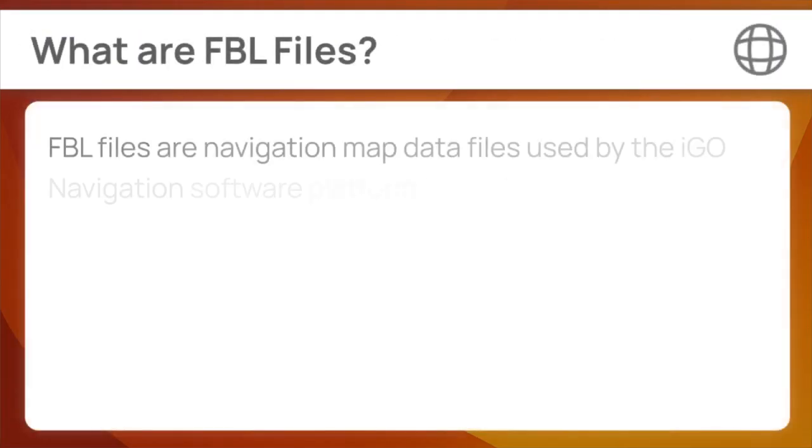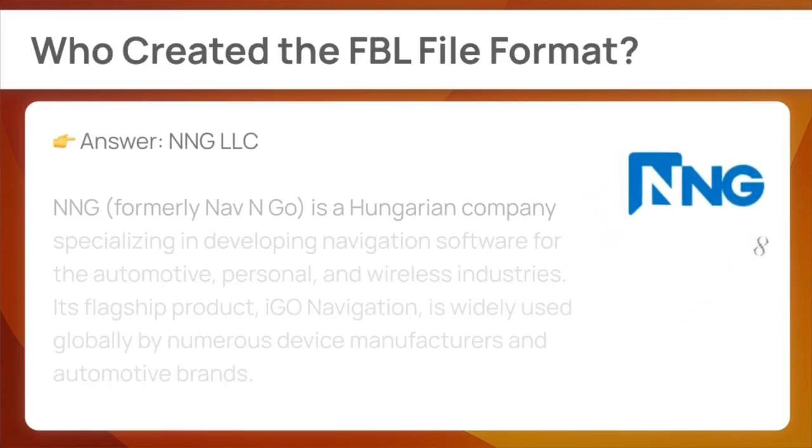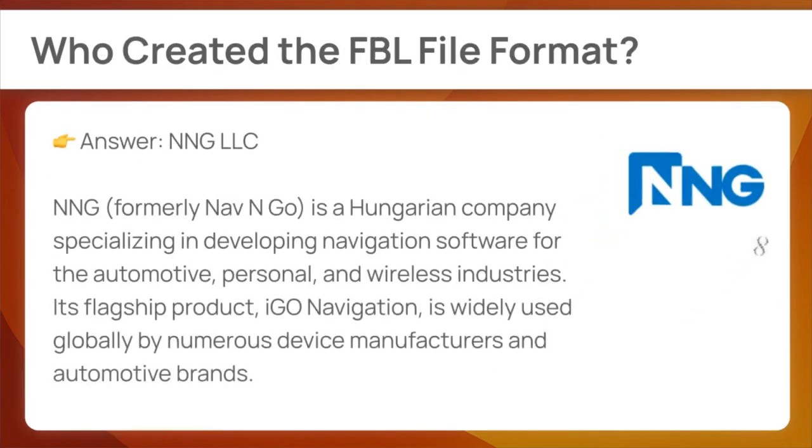FBL files are navigation map data files used by the iGO navigation software platform found in many GPS devices and car navigation systems. They contain building footprint data and 3D landmark models that enhance the visual map display with realistic building shapes for improved orientation during turn-by-turn navigation.